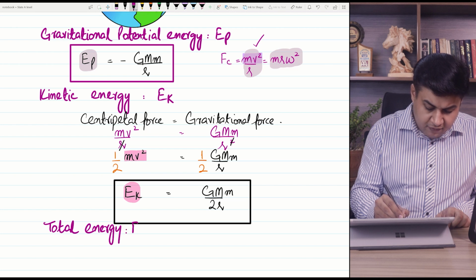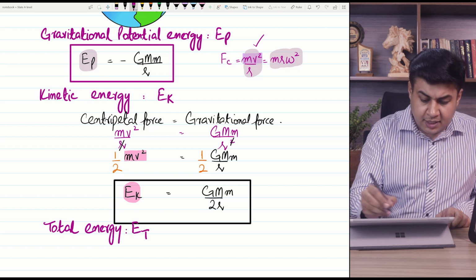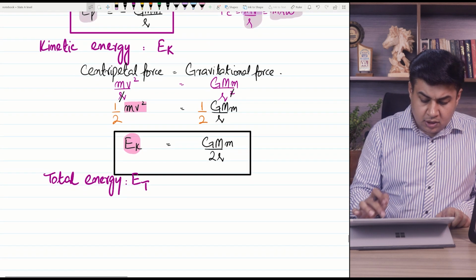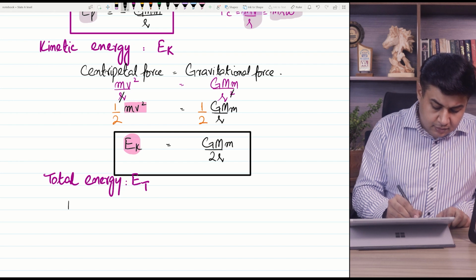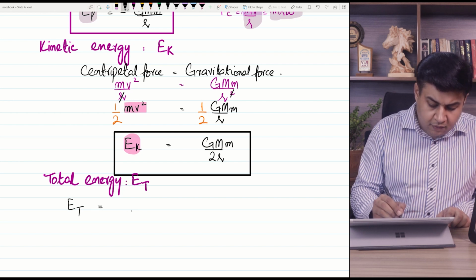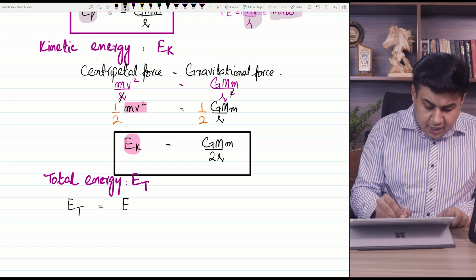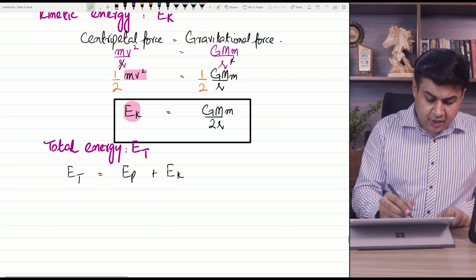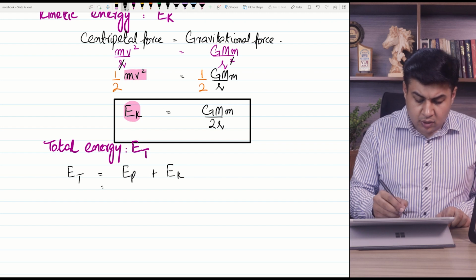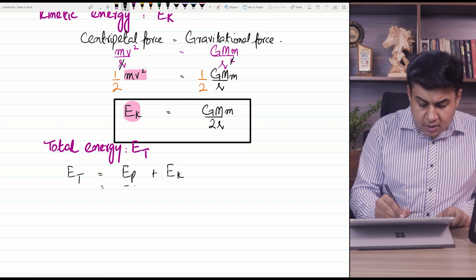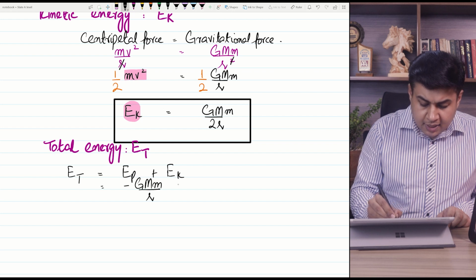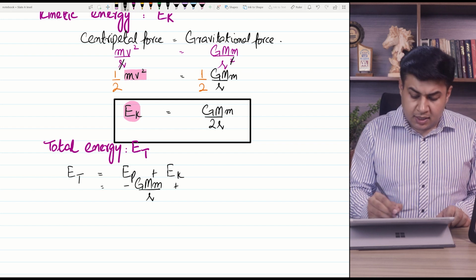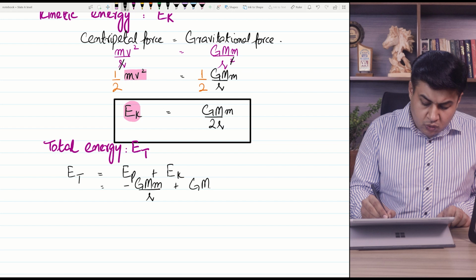Total energy, you can refer to it as ET, right? So the total energy of a satellite is the sum of gravitational potential energy and kinetic energy. You have the expression of gravitational potential energy, minus GMm over r. And kinetic energy, you've just found that kinetic energy is GMm over 2r.